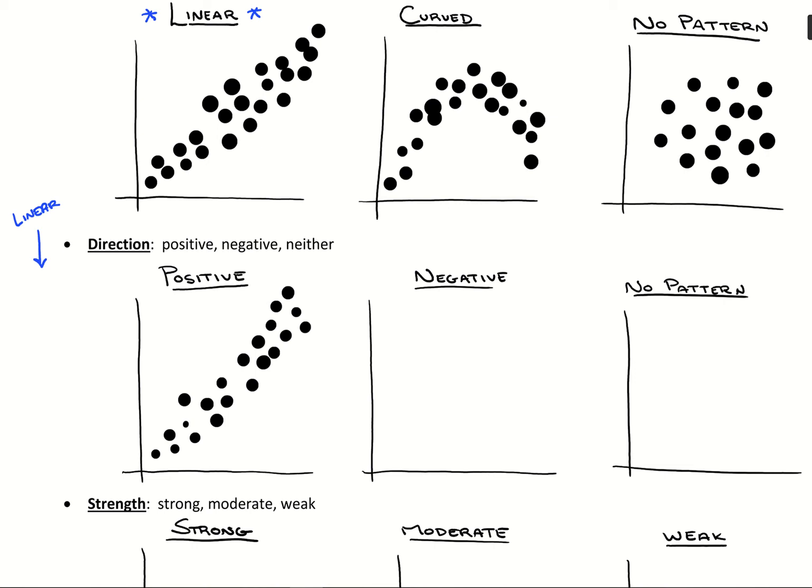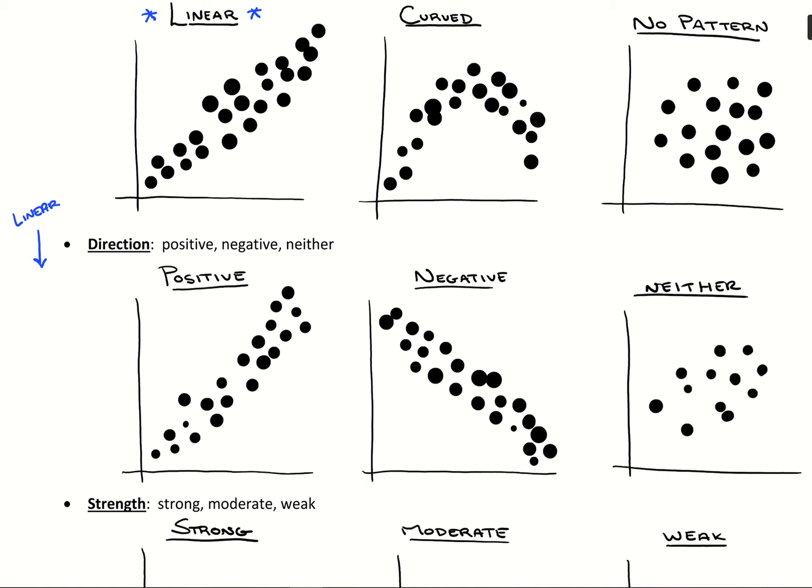Negative would have a decreasing trend, so something like this, that as we read left to right, the outputs get lower and lower. Then there is the neither, which I realize I wrote no pattern there, but neither is going to be just like the blob that we see up above. So there's not really any direction to it. It's just kind of all over the place.